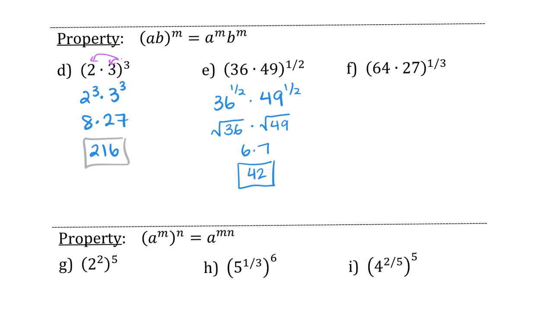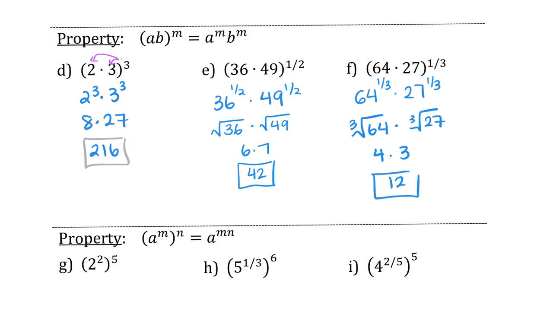Let's try it on the next one. I could do 64 times 27 first, but I don't really want to because that's going to be an enormous number. So let's try to do 64 to the 1/3 times 27 to the 1/3. So this is the third root of 64 times the third root of 27. The third root of 64 is 4. The third root of 27 is 3. So this is going to be 12.